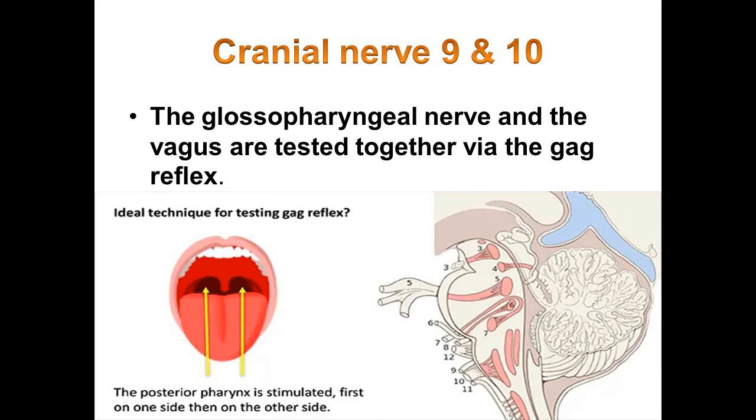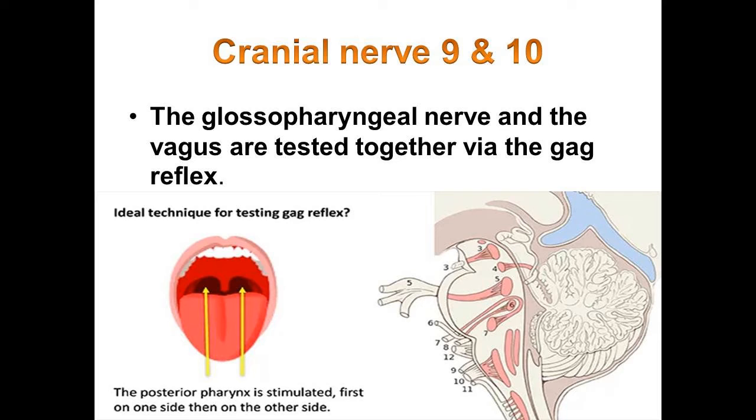Cranial nerves 9, 10, and 12. In the screening exam, cranial nerve 9, the glossopharyngeal nerve, and cranial nerve 10, the vagus, are tested together via the gag reflex. The afferent component is carried by cranial nerve 9 and the efferent by cranial nerve 10. Cranial nerve 9 also carries taste from the posterior one-third of the tongue and autonomic innervation of the salivary and parotid glands.